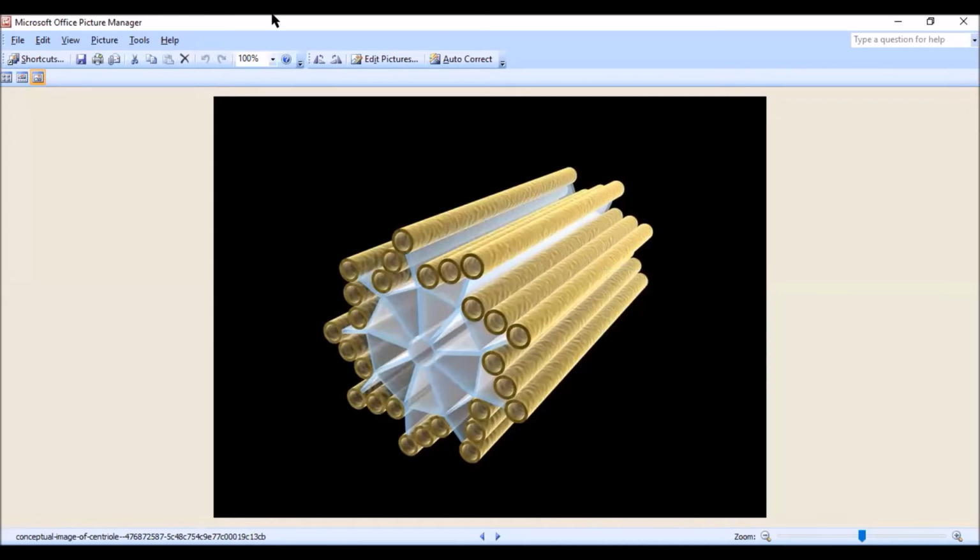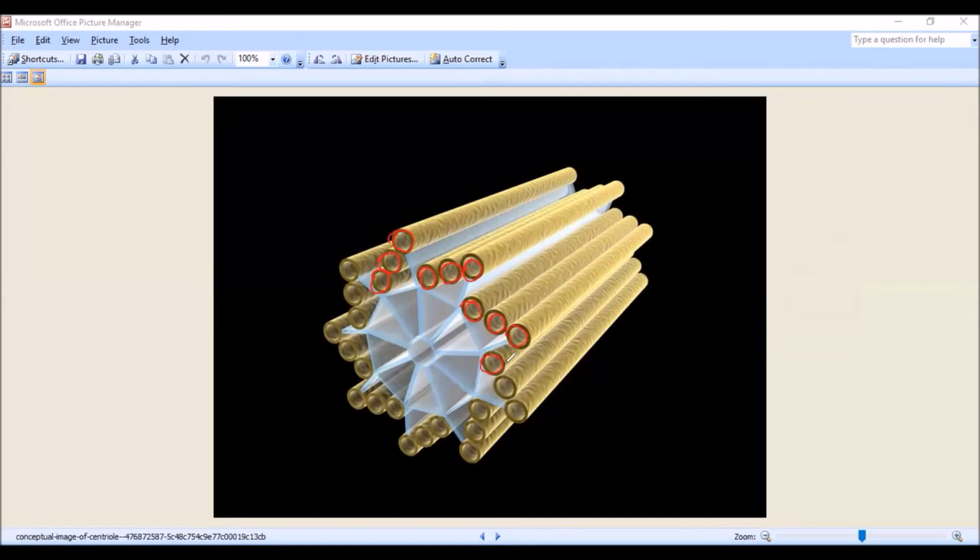This is the cartwheel like structure. So this part, this is one microtubule, this is another microtubule, this is another microtubule, these are the microtubules. So these are triplet microtubules.